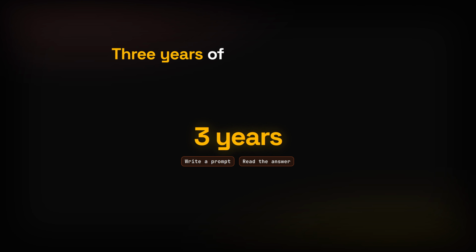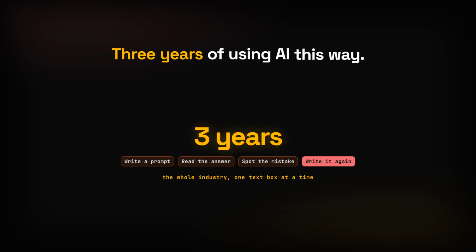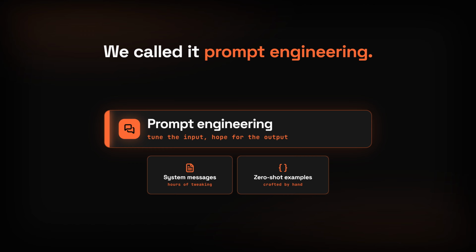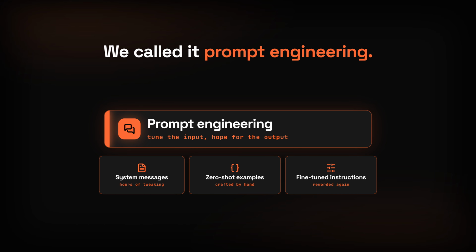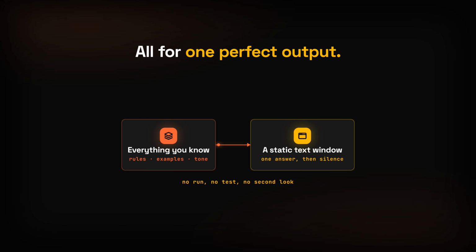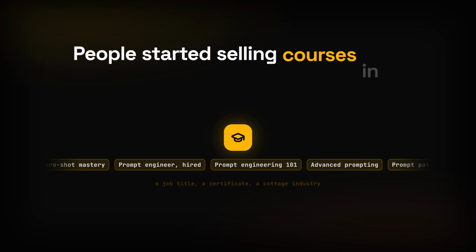And yet, for the past 3 years, that is roughly how most of the world has been using artificial intelligence. We called it prompt engineering. We spent hours tweaking system messages, crafting zero-shot examples, and fine-tuning instructions, all to get a single, perfect output from a static text window. People also started creating courses around it.